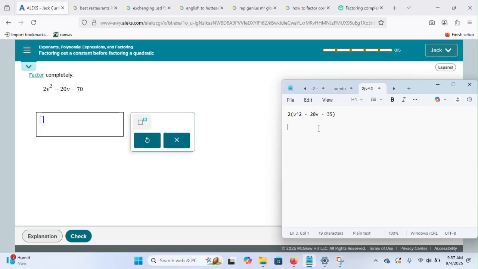Okay, so there is no common factor here, which means, if you remember, we'll have to find our two numbers that add to negative 10 and multiply to negative 35.